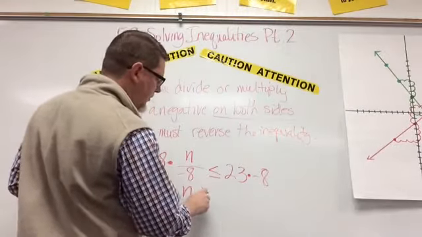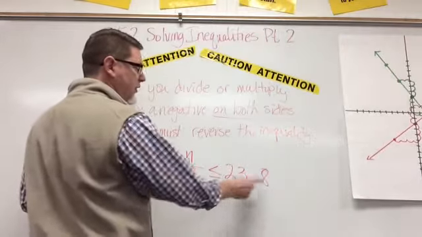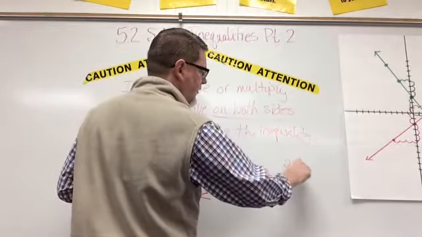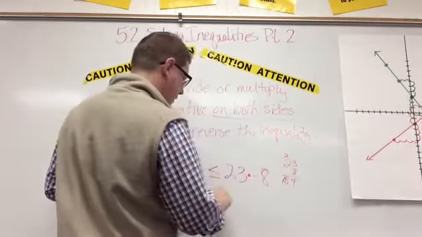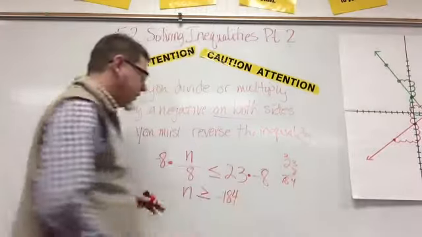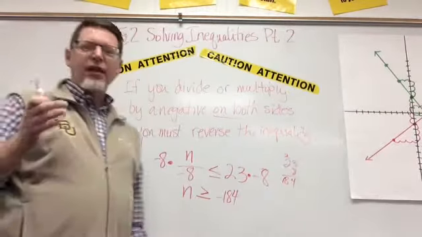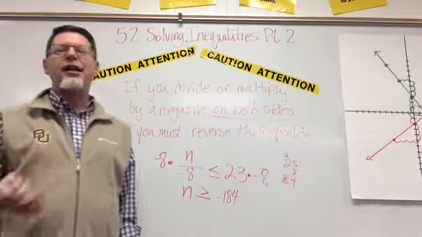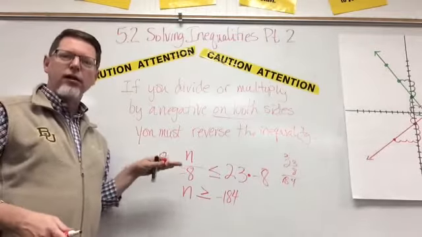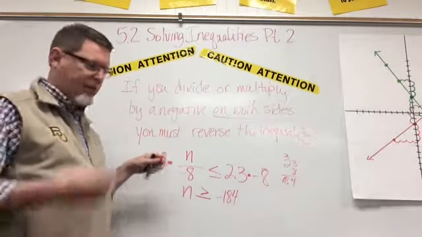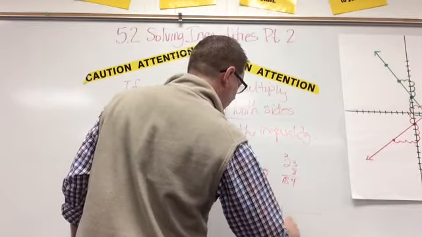I have to flip the sign, or reverse the inequality symbol, and 23 times -8, I don't know that off the top of my head, 8 times 2 is 24, 8 times 3 is 24... -184. So n has to be greater than or equal to -184 in order for this statement to be true. Graphing it, -184.